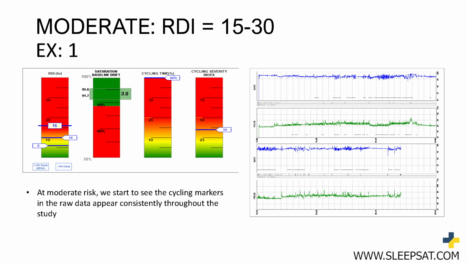The moderate RDI range is 15 to 30. Here on the first moderate example with an RDI of 16, looking at the raw data, again we can see that the instances of cycling denoted by the black underlines have become consistent throughout the night.